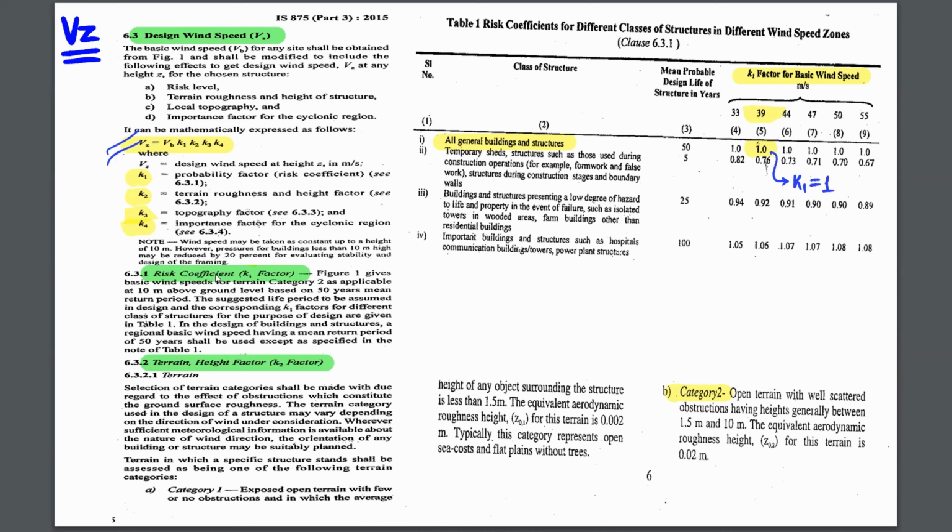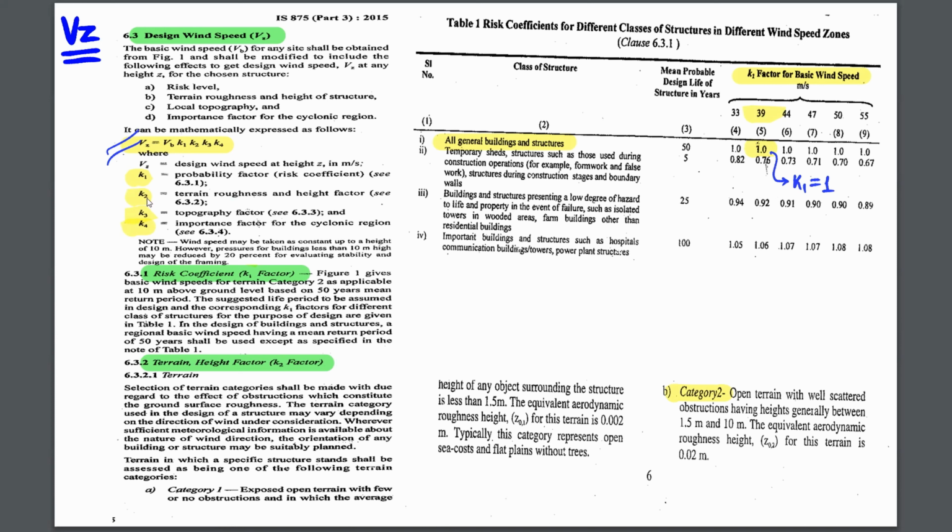So the risk coefficient, that is K1, is basically seen from this table, that is Table 1, clause 6.3.1. Okay, I am assuming that our structure lies in the category of all general buildings and structures. Okay, then for this wind speed, 39, which I have already got in the first slide, the given value of K1 is 1. So I got the K1 value. You can select your K1 value from this table itself.